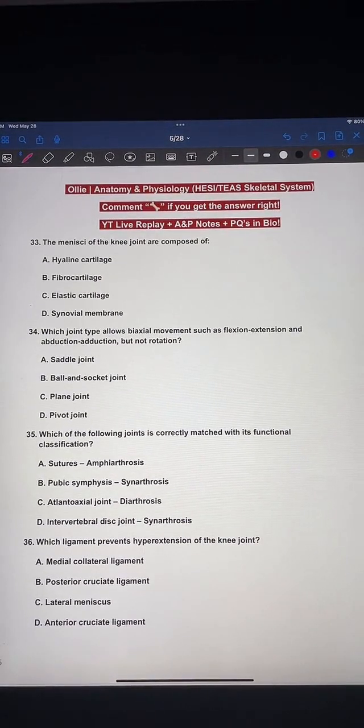The menisci of the knee joint are composed of what type of tissue? The menisci of the knee are composed of what?